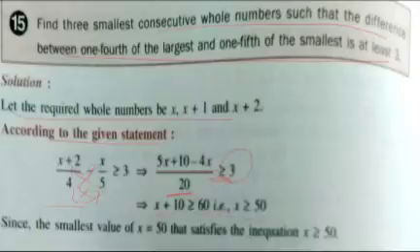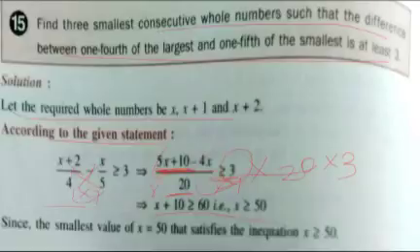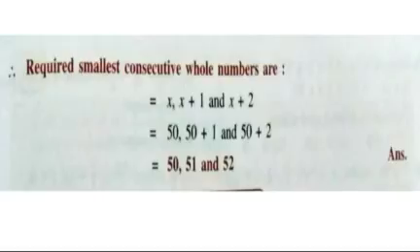So x plus 10 is greater than or equal to 60. 20 into 3 is what? That is 60. And x plus 10, this all cuts, so x and 10 are left, so x plus 10 comes down here. So x is greater than or equal to 50. Since the smallest value of x is 50, that satisfies the inequation that x is greater than or equal to 50.